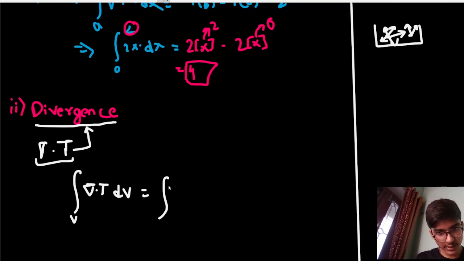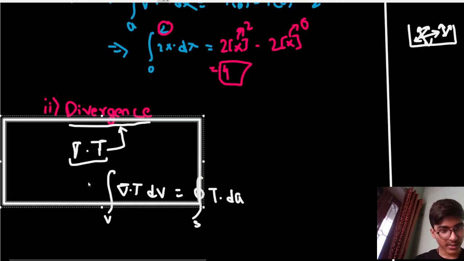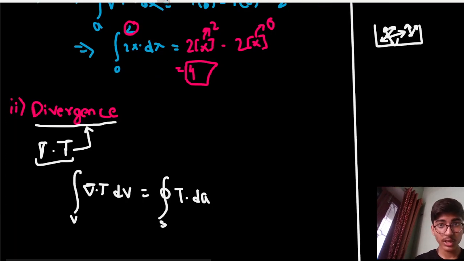is equal to the surface integral of the T dA. So this is the fundamental theorem for the divergence. What does it say exactly? As you can see, it is called the divergence theorem, and here you can see that it contains the volume and the surface integrals.